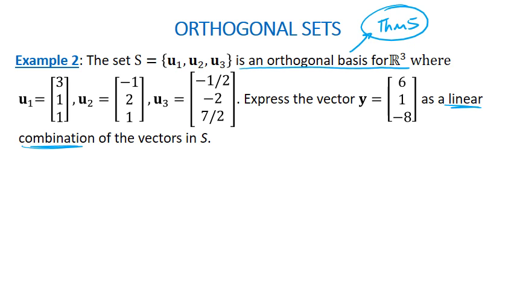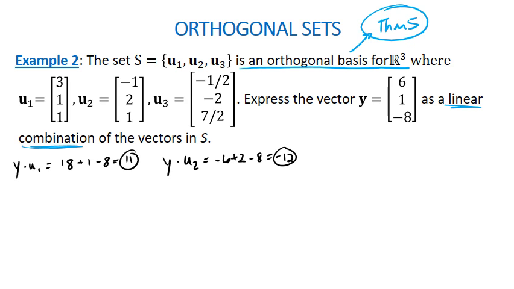We have 3 vectors, so I'm going to find y dot u1. 18 plus 1 minus 8 gives me 11. Y dot u2 is negative 6 plus 2 minus 8, giving me negative 12. And y dot u3 is negative 3 minus 2 minus 28, which is negative 33.